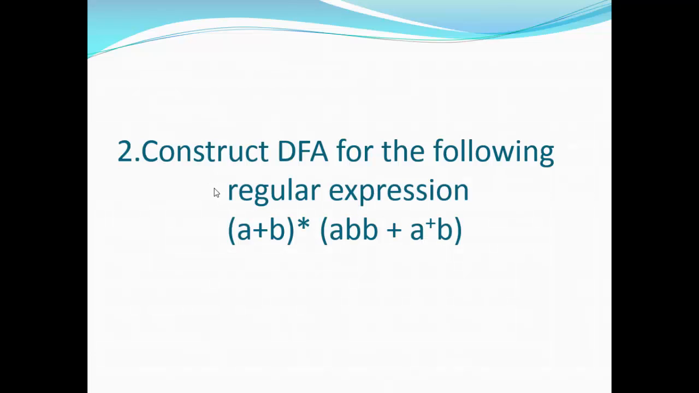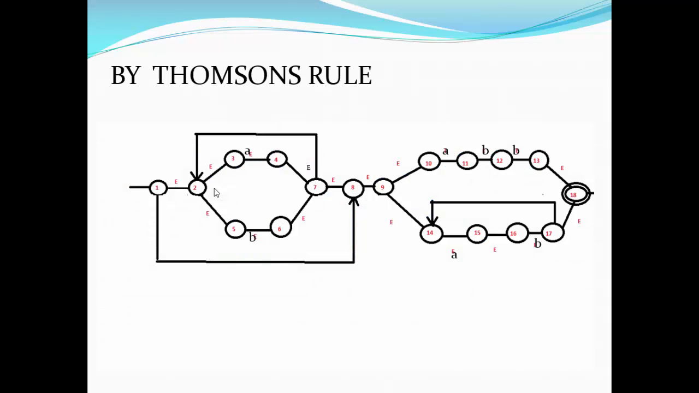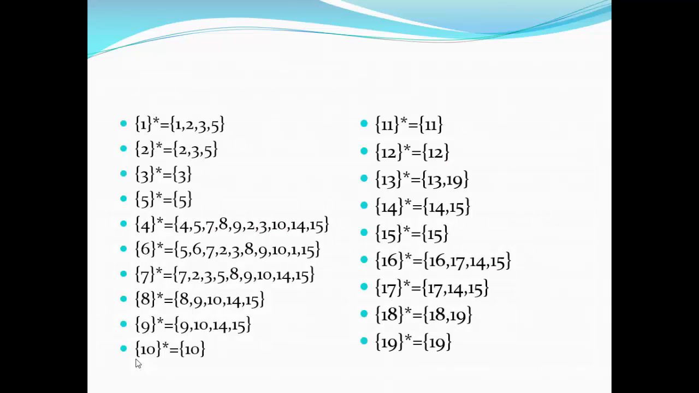Now we are going to do the second part, which is the abb plus a power plus b. Now 8 is converted to 9, it is epsilon. 9 is converted to 10, 10 is converted to 11. In the uppercase it has A, and 11 to 12 is B, and 12 to 13 is B, and 14 to 15 is A, and 15 to 16 is epsilon, and 16 to 17 is B, and finally 18 is our final state of the given diagram. Now we will connect both the diagrams by using the Thompson's rule.